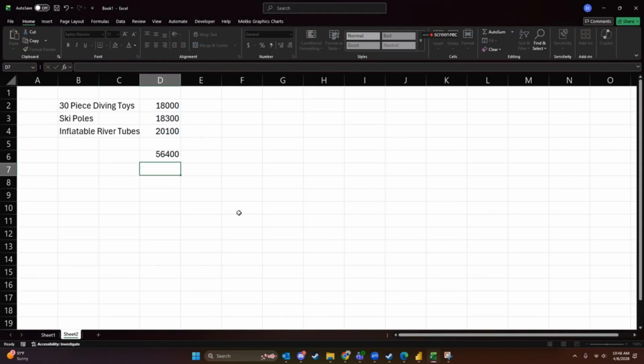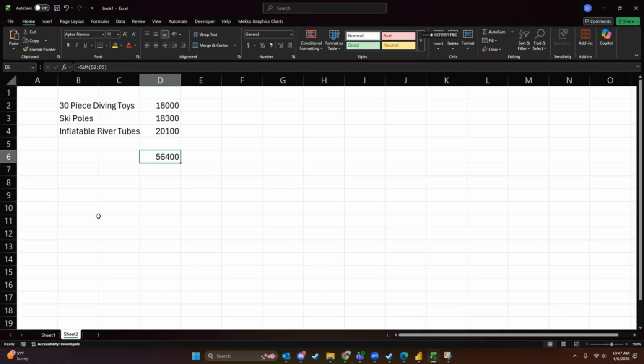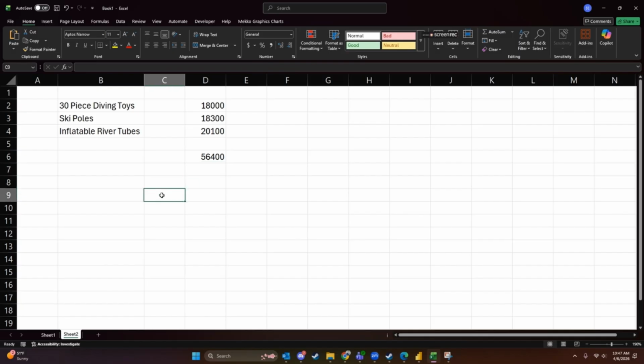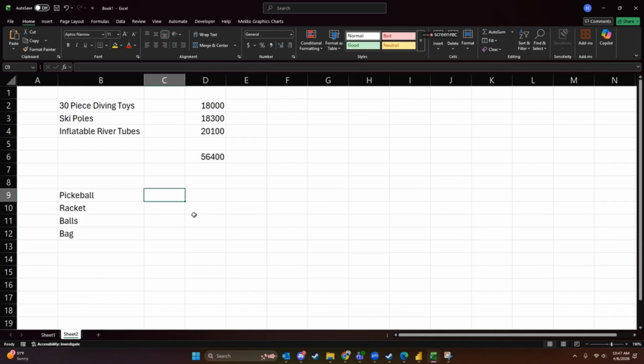Okay, so this is our revenue, and I'm saying if we cut them, this is across all stores. If we cut these, we're only going to lose 56K, and it's going to open up some space for us to offer different products. So I think one product we could offer is probably pickleball products. And I think we should offer a racket, some kind of balls offering, and then a bag, I guess. And we're going to do some research to find out what would be reasonable.